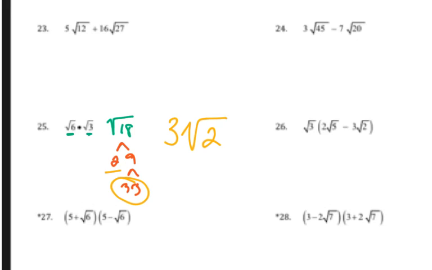So the last thing is adding. I don't think you need to do 26 through 28. I don't think that that's part of this unit. I could be wrong, but I don't think it is. But 23, I'm pretty sure we do have to do. So in 23, we need to add.